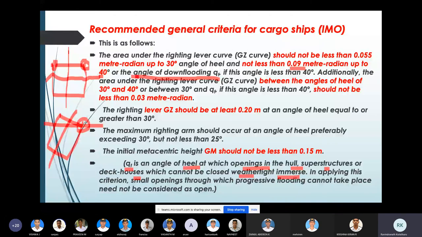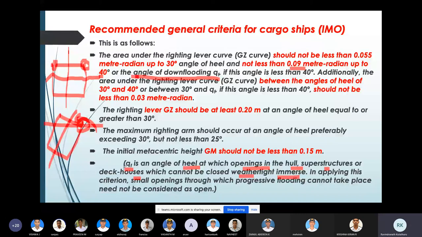So your vessel is initially upright and your water level is here. This is my deck edge. My vessel starts heeling and, as it continues to heel, at one point my deck edge is definitely going to touch the water line. When it touches the water line, obviously water is going to come onto the deck. So θF is that angle of heel at which all openings in the hull or superstructures start immersing when your deck edge touches the water line. Once it immerses, water slowly starts coming inside. So θF is that angle.